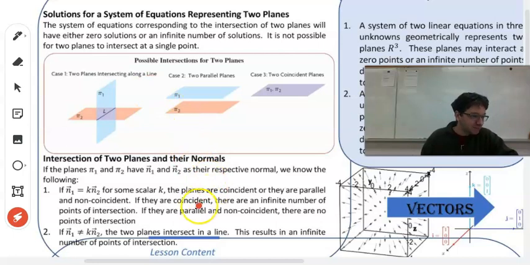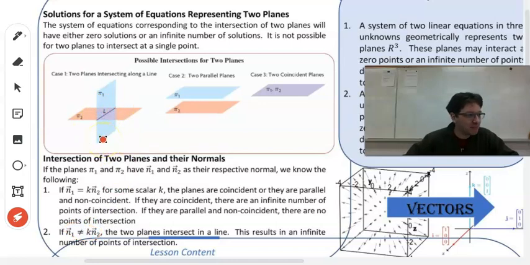So what we can do is, if we have our planes, we can analyze their normals. Plane 1 has a normal n1, and plane 2 has a normal n2. Now we know if n1 is some scalar multiple of n2, then the planes are either coincident or parallel but not coincident. So that's either going to be case 2 or case 3. However, if one is not a scalar multiple of the other, then they're going to intersect in a line.